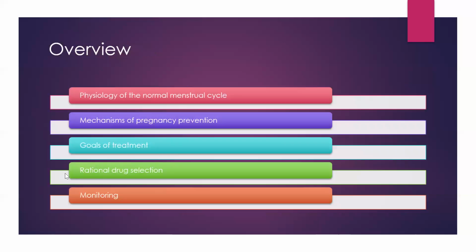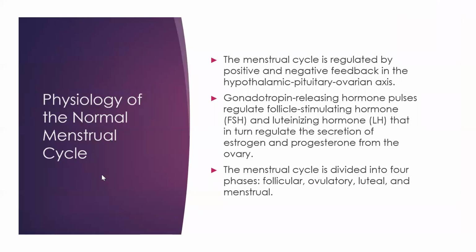So overview of these, we did already talk a little bit about the normal menstrual cycle, the mechanisms of how we get pregnancy prevention we're going to go over, and then what are our goals of treatment, along with how do we pick what drug. So normal physiology. So this is going to be positive and negative feedback systems. So hypothalamic pituitary ovarian axis, or the HPA, you'll see it referred to as what controls this.